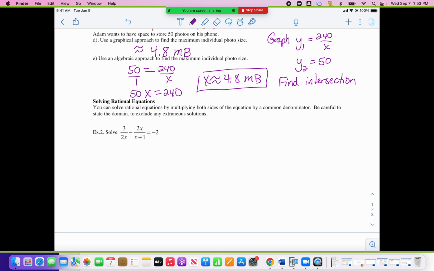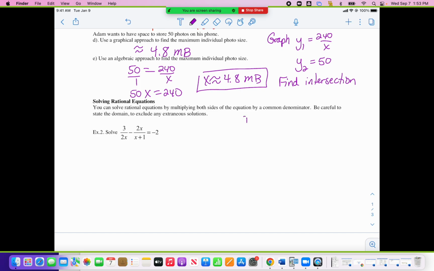All right, questions on that one? All right, so being able to use rational expressions and rational equations to solve real-world problems is one of our topics. Then the second topic is solving rational equations. I know we do this in Algebra 2, so let's just do a brief refresher.